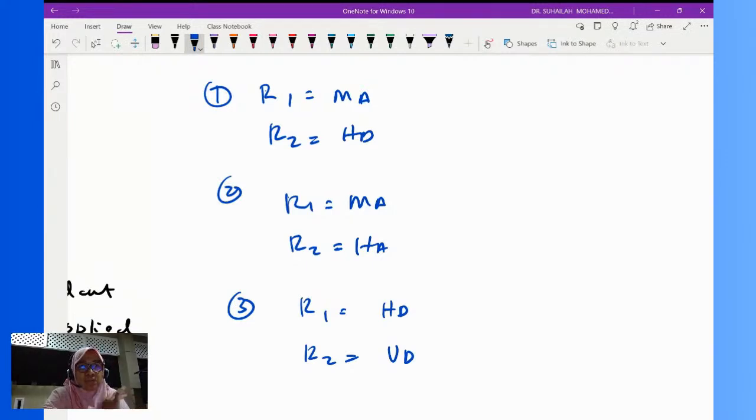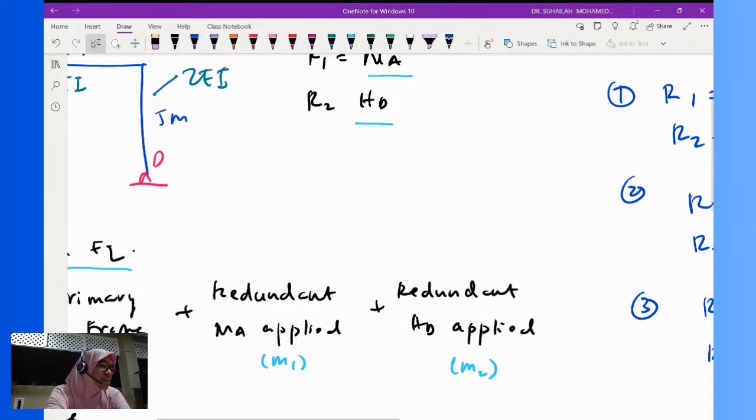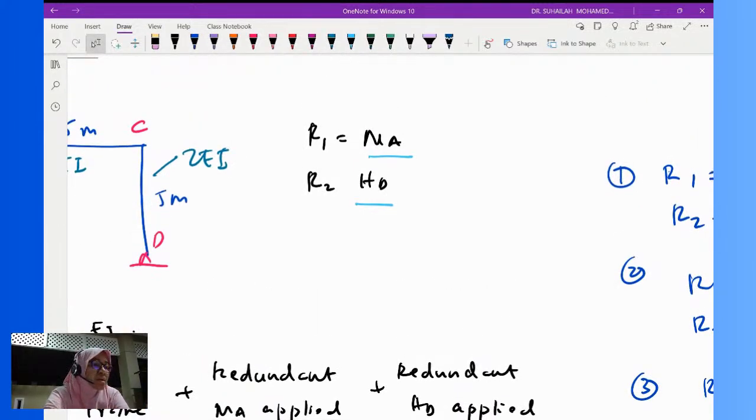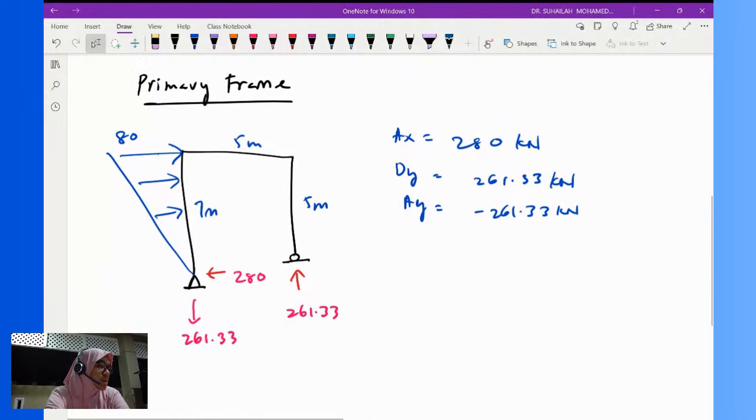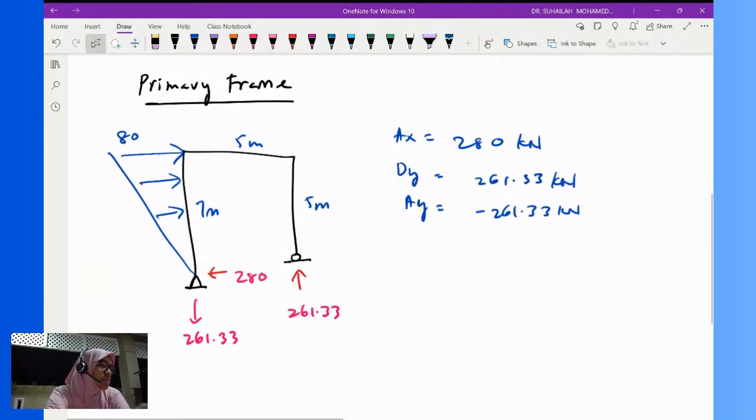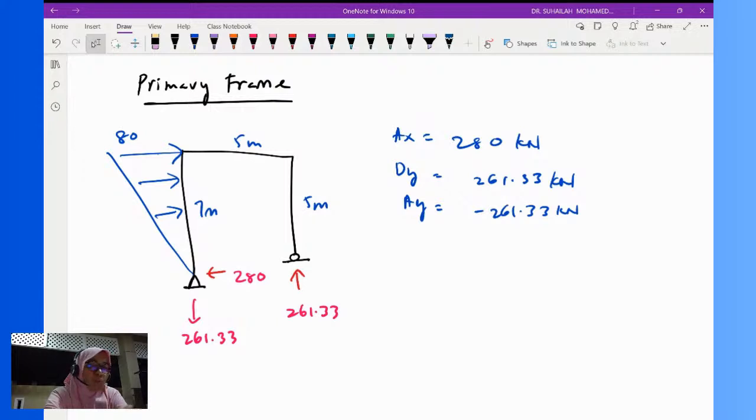For the solution, you can use any possibility that you like, except when the redundant is given in the question. In my case, I choose the moment at A and HD, the horizontal reaction at D, as the redundants. That is why I get this. So whenever R1 is MA and R2 is HD, we get this value of reaction for the primary frame.